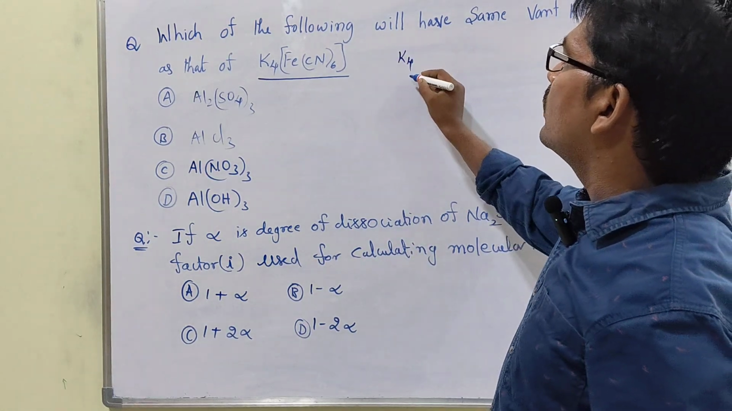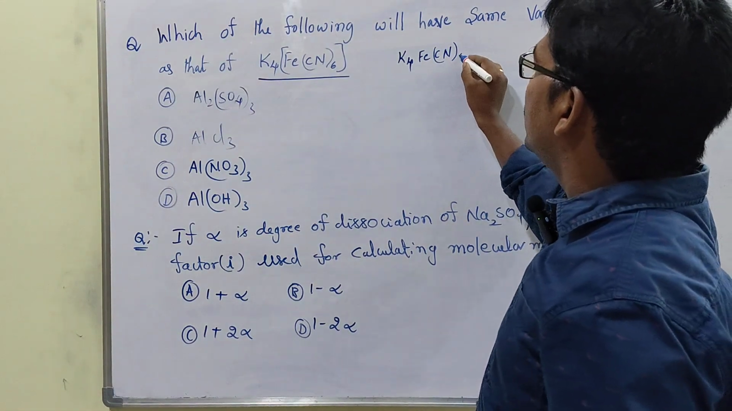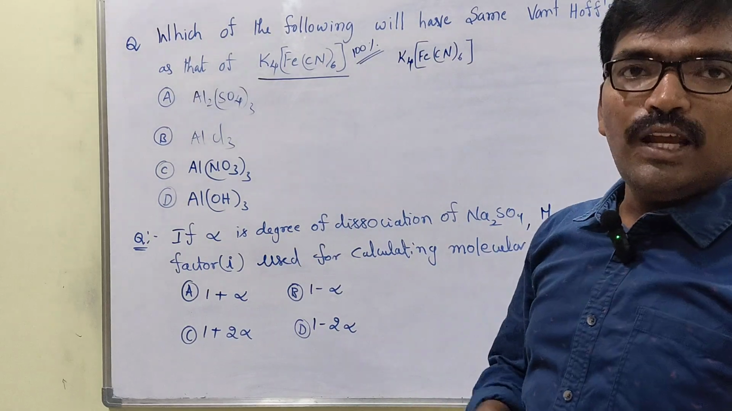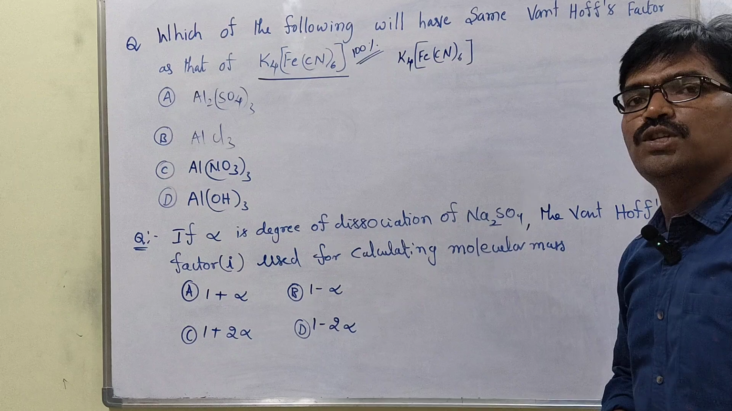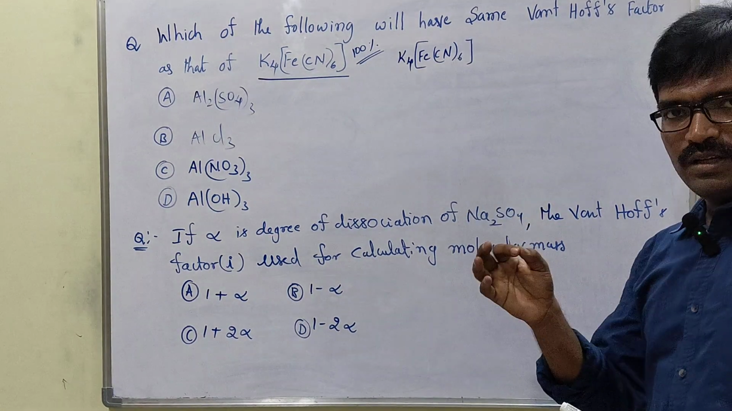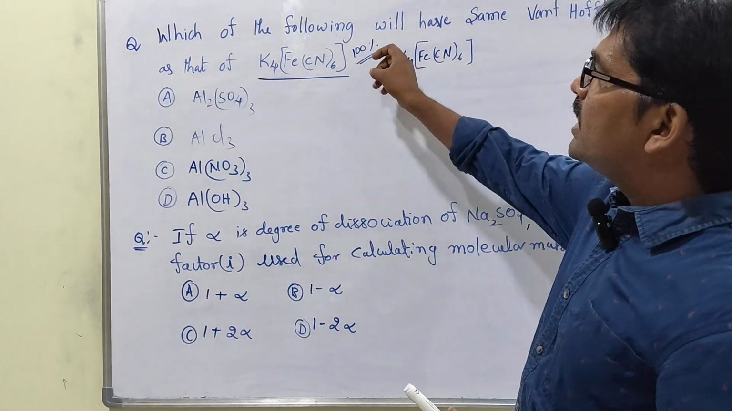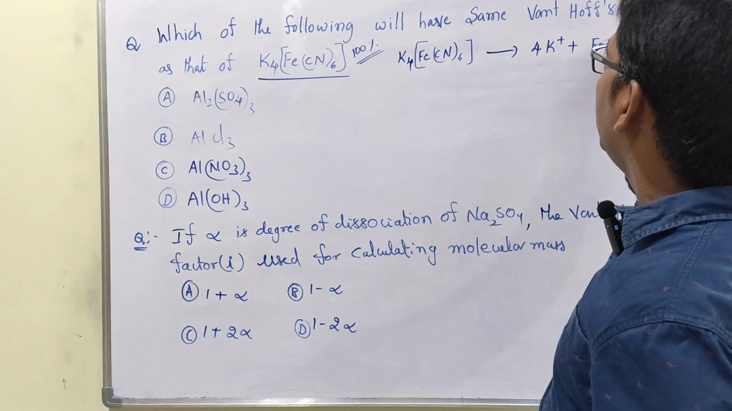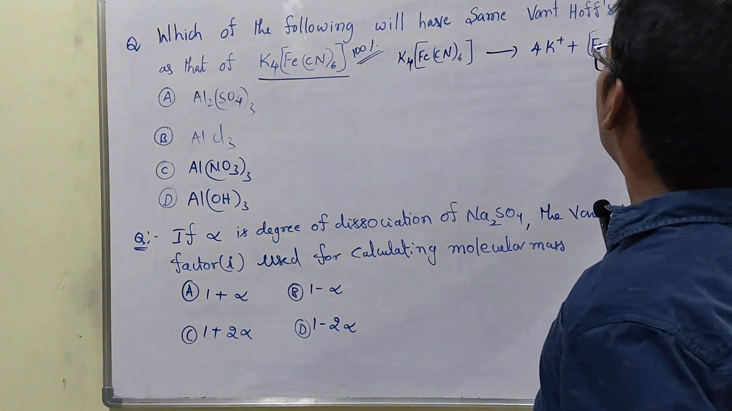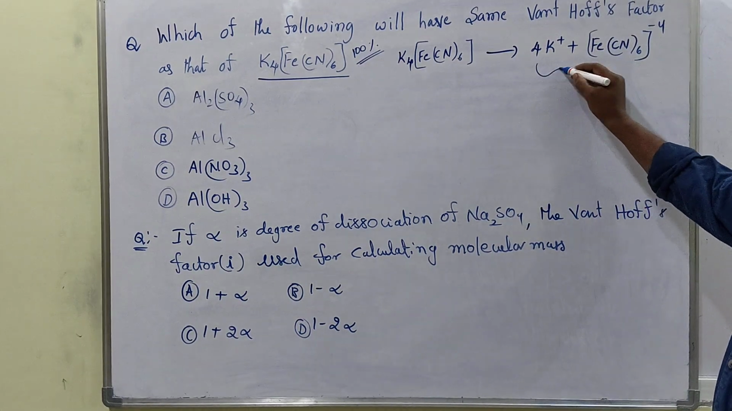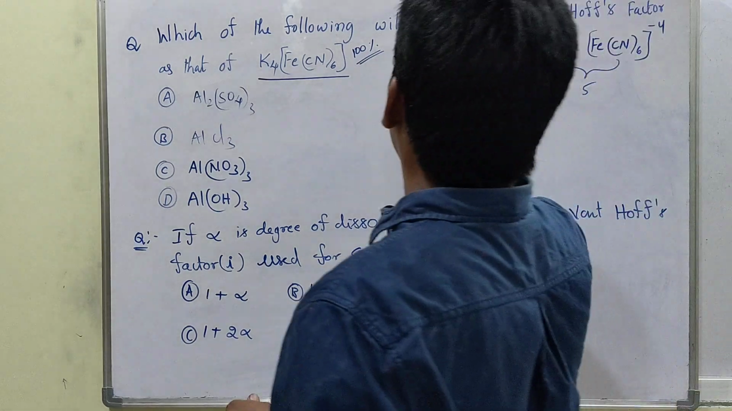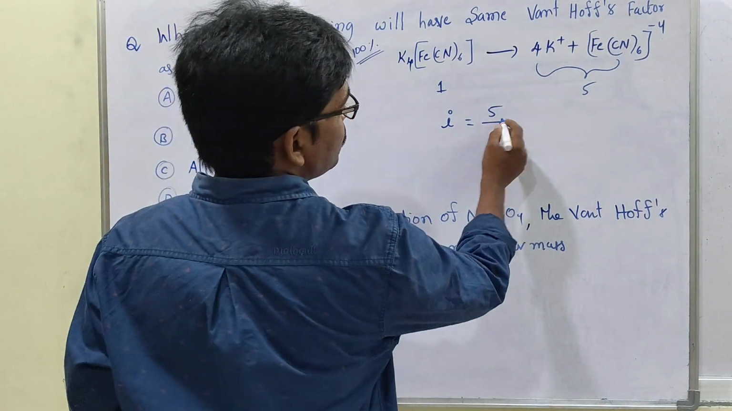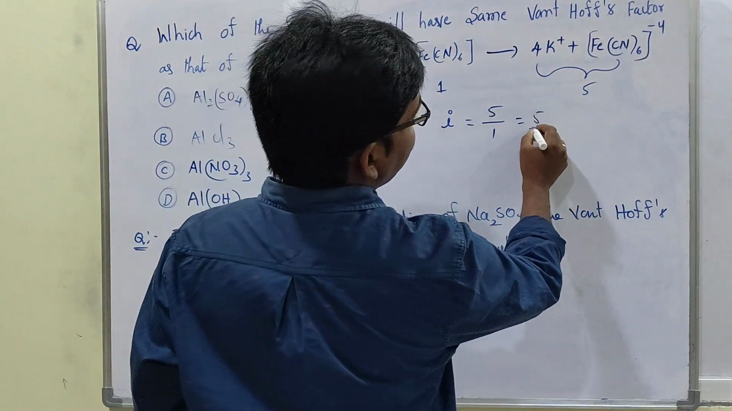Sir, first K4[Fe(CN)6]. If the question is given like this, the degree of dissociation is 100%. If it is not 100%, they will definitely mention the degree of dissociation, either 60% dissociated or 70% dissociated. Here nothing is given, so we have to assume 100% dissociation. When it dissociates, it gives 4K plus and [Fe(CN)6] minus 4. Total number of particles: 5. So the Van't Hoff factor i equals 5 particles after dissociation divided by 1 particle before dissociation, which is 5.